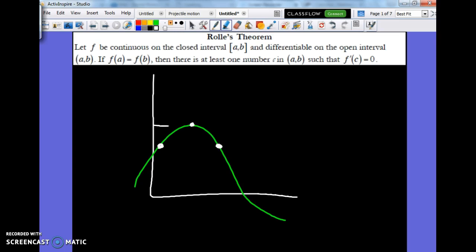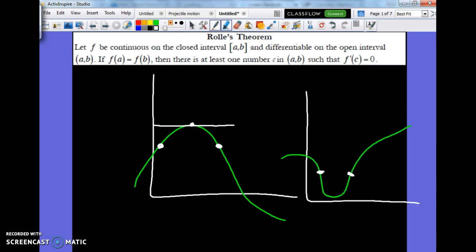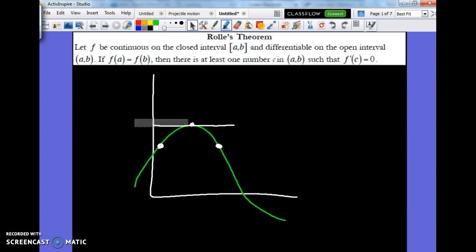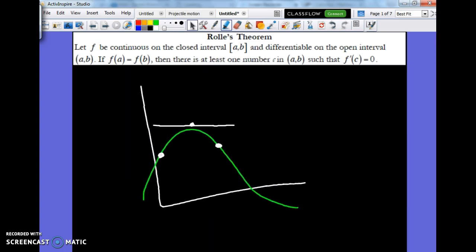Here's the maximum. Now had it been different where you had a minimum, like this one, and you pick two points with the same y value, there is a point somewhere in between, at least one point, where you have a minimum value, meaning a zero slope. Now, if you take this and rotate it like this, the same thing applies.